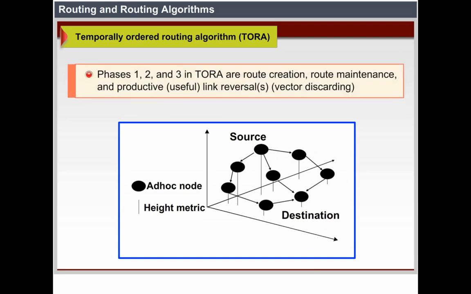Phase 1, 2 and 3 in TORA are route creation, route maintenance, and productive useful link reversals, vector discarding.